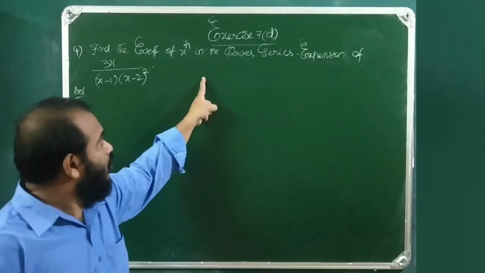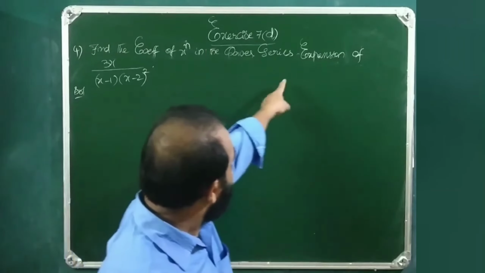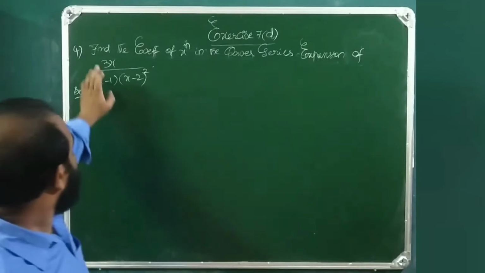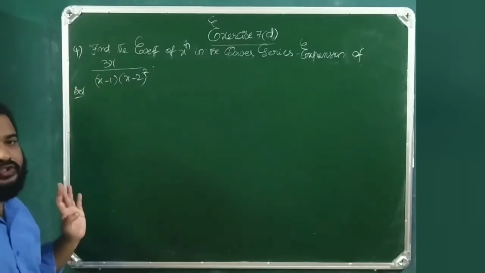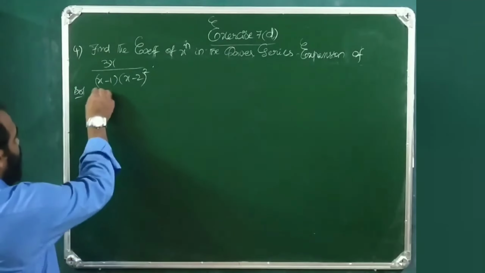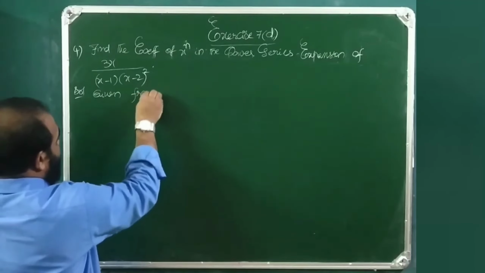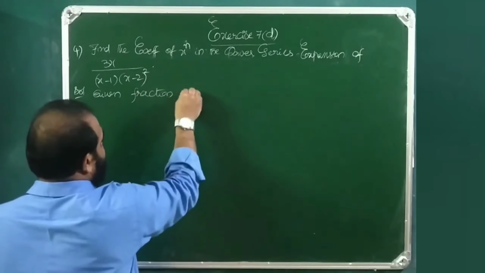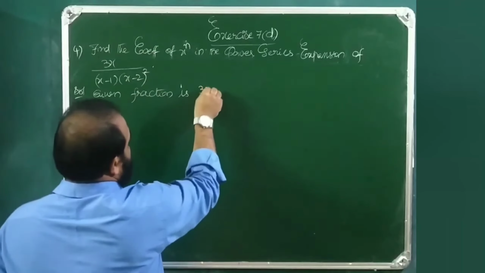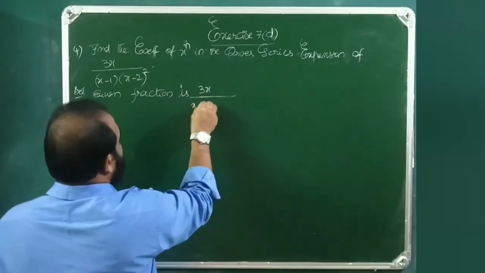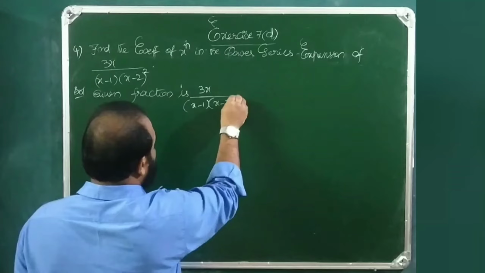Find the coefficient of x power n in the power series expansion of 3x by (x minus 1) into (x minus 2) whole square. So the given fraction is 3x by (x minus 1) into (x minus 2) whole square.